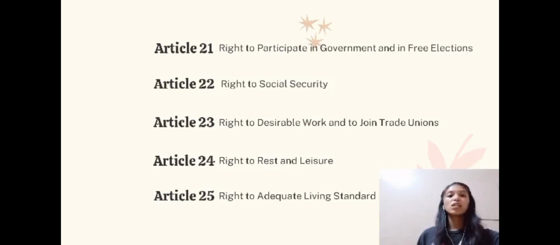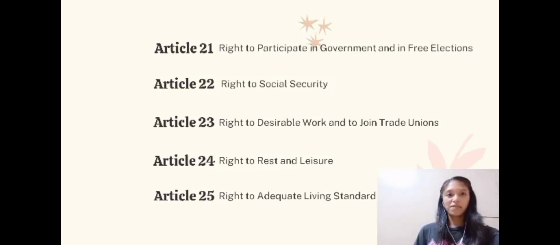Article 22, right to social security. So this explains that everybody has the right to social security in order to ensure a life with justice, equality, and dignity. Article 23, right to desirable work and to join trade unions. So everyone has the right to work, to free choice of employment, to just and favorable conditions of work, and to have protection against unemployment, and to form and join trade unions for the protection of their own interests. Article 24, right to rest and leisure. Everyone has the right to rest and leisure, including reasonable limitation of working hours and periodic holidays with pay.